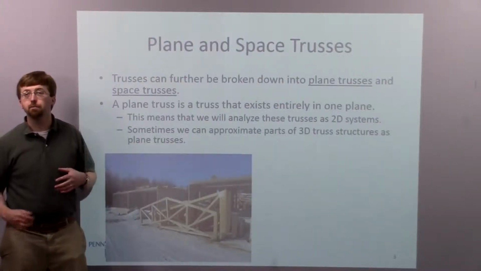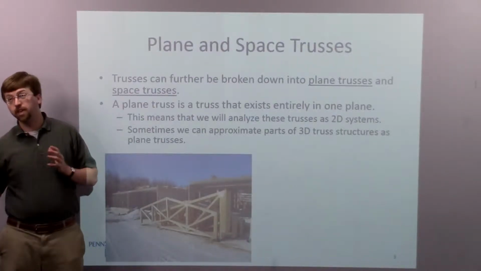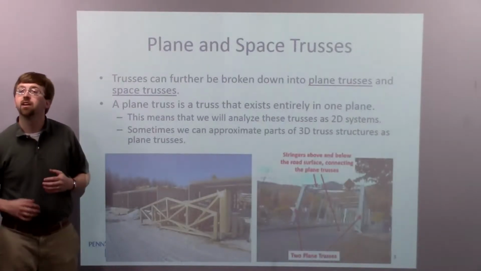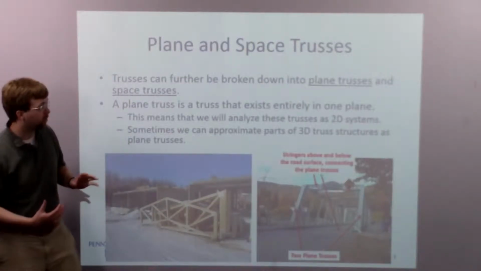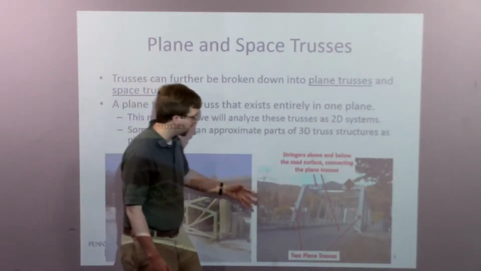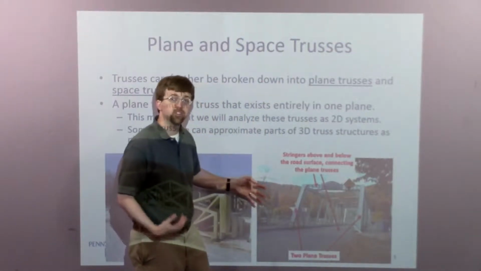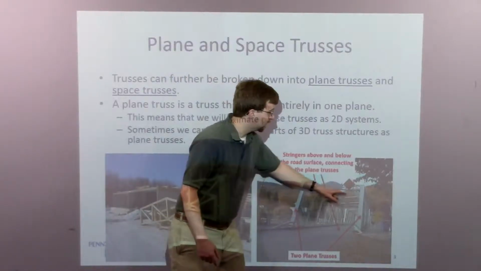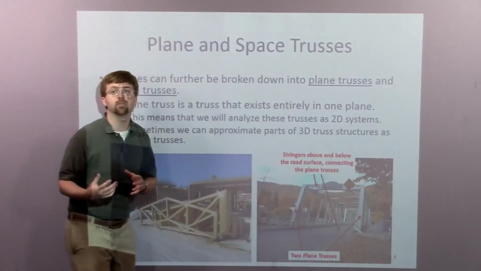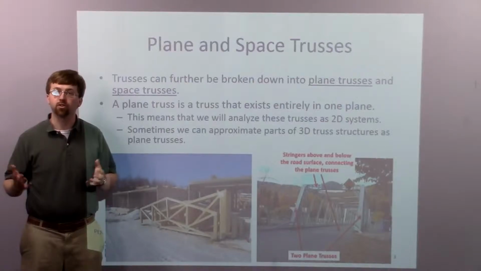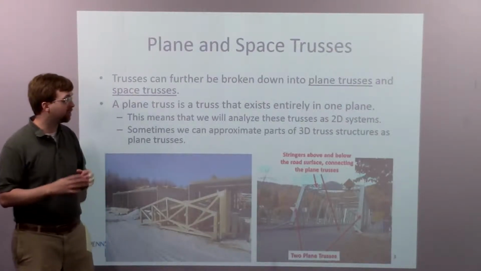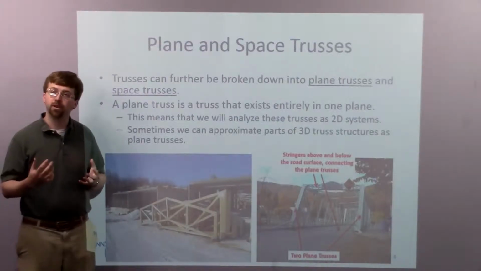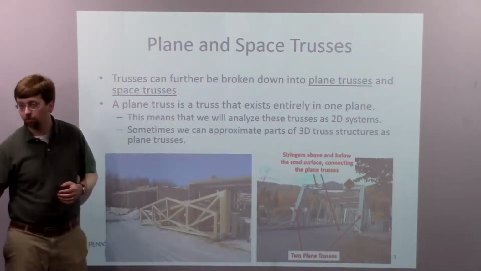Sometimes we can approximate pieces of a 3D truss as plane trusses. An example of that would be this bridge right here. With this bridge, more or less the sides of the bridge are going to be 2D structures, and then I've got stringers, or connecting pieces, that are connecting those two planar trusses. So with this, I would still probably analyze each side as a plane truss, even though the whole thing is more of a 3D structure.